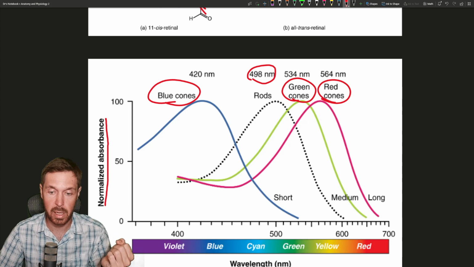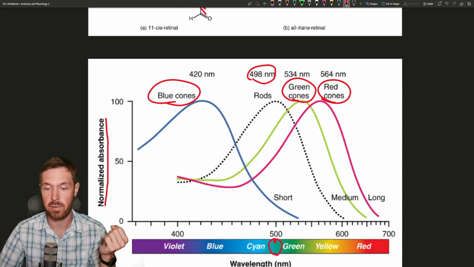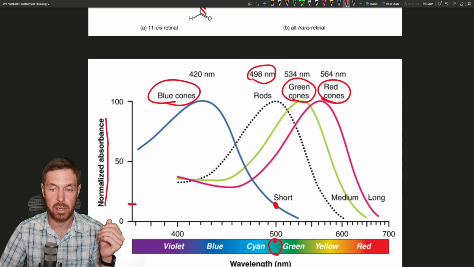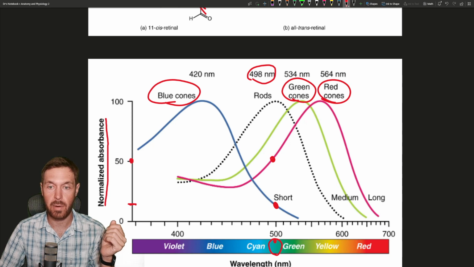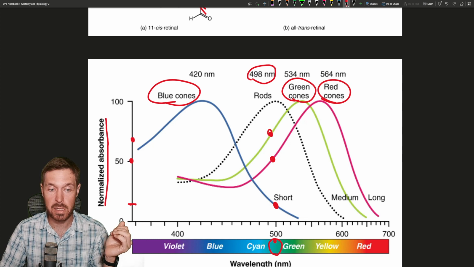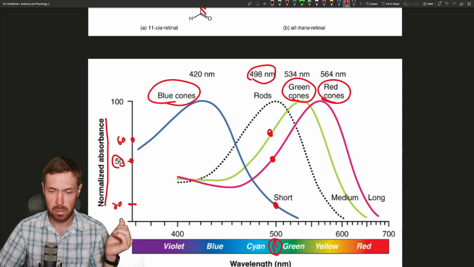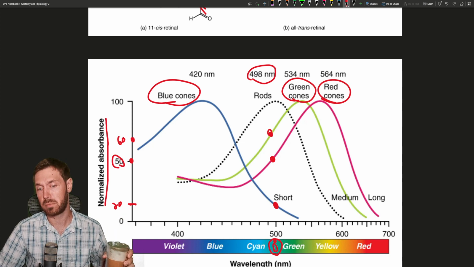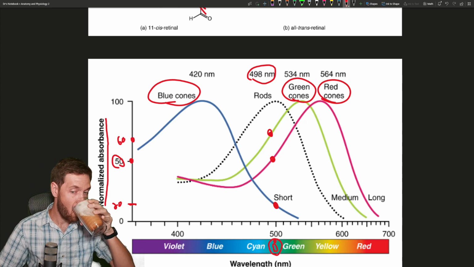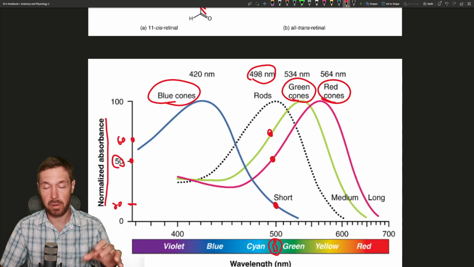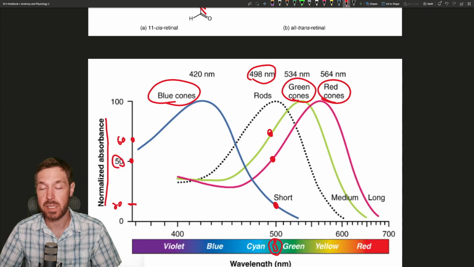So let's imagine you're looking at a color right here. You're looking at this color in the visible light, 500 nanometers. Well, what happens is you activate blue cones at about 20%. You activate red cones at about 50%. And then you activate green cones right here at about 60%. So your brain takes this 20, 50, and 60 and says, oh, it's light blue or green blue. And you're able to do that across this whole spectrum, and that's how we can see the visible light spectrum.